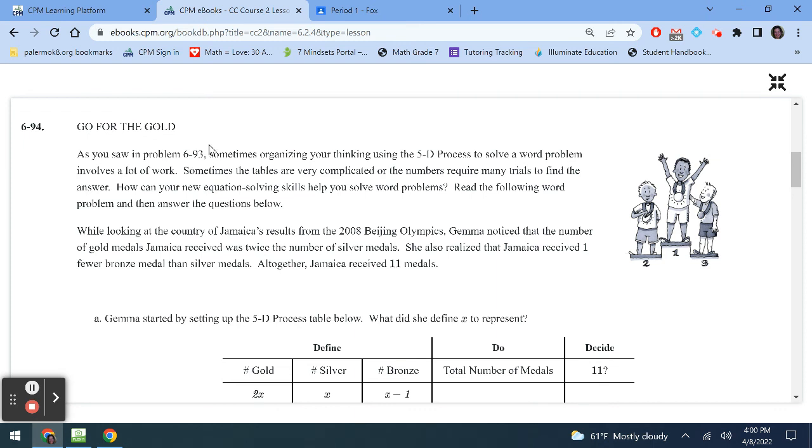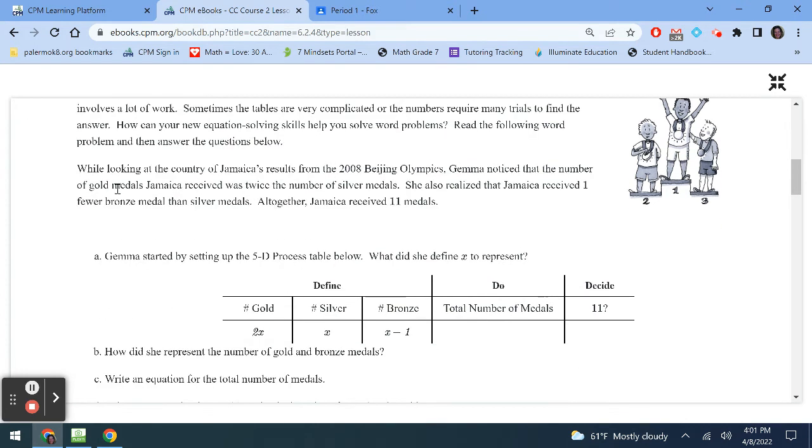As you saw in the previous problem, you're welcome to look at it. Sometimes organizing your thinking into that table to solve a word problem involves a lot of work. Sometimes the tables are very complicated where the numbers require many trials to find the answer. So how can your new equation solving skills help you to solve those word problems? We're going to read the following word problem and then answer the questions below.